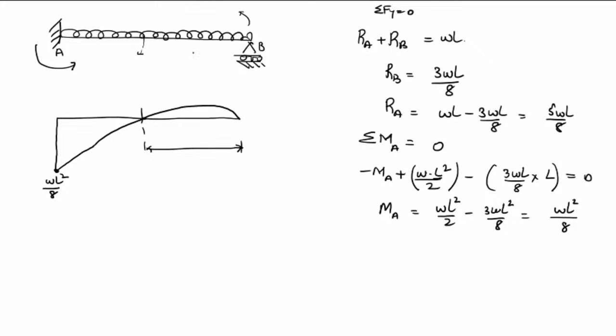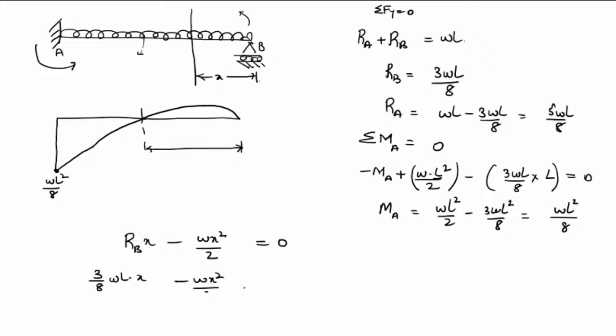What you can do here is take the section XX: RB times X minus WX square by 2 equal to 0. What is RB here? 3 by 8 times WL into X minus WX square by 2 equal to 0. Solve this, and you will get the location where the bending moment changes sign. This is given as UDL, so it will be a second degree curve, or X power 2 behavior.